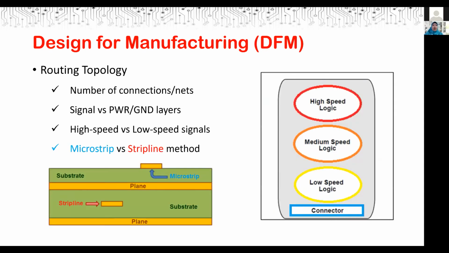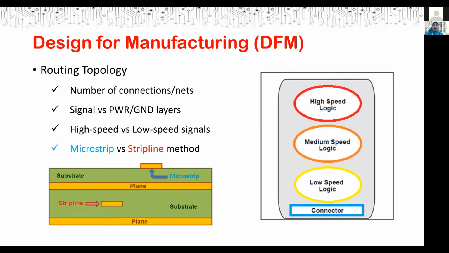Next will be the routing topology. For routing topology, we need to consider the number of connections or nets in our layout design, the signal versus the power and ground layers, and this refers to your layer stack up again, your high speed versus your low speed signals. So try to keep your high speed and your low speed signals as far away as possible and try to group them in their logic families. And whether you're running signals at the microstrip level, which is your external layers, or your strip line level, which is your inner layers. So you have to consider the routing topology required for your layout design.